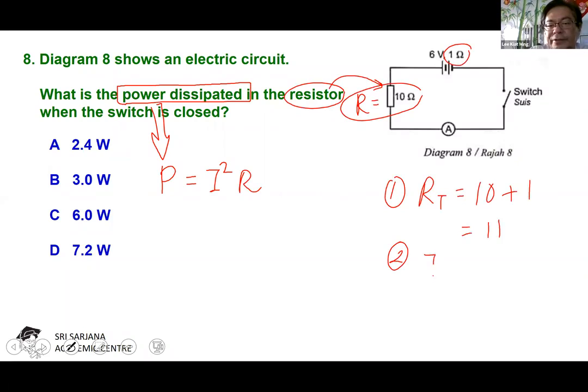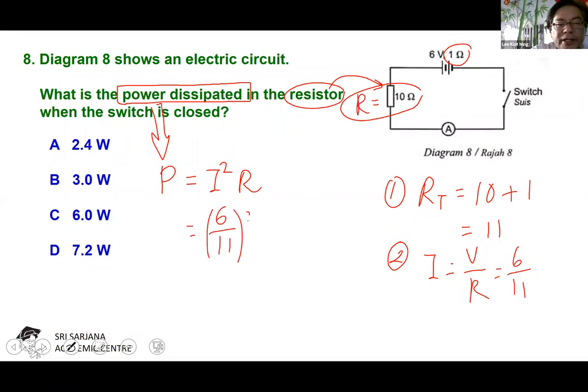Then the second one, current is going to be V over R, because V is 6 over R is 11. It's a lousy number, but you put 6 over 11, and you're going to put a square there. Then you're going to multiply the R. The R will be this R, which is 10. So you press your calculator, you should be getting your answer.